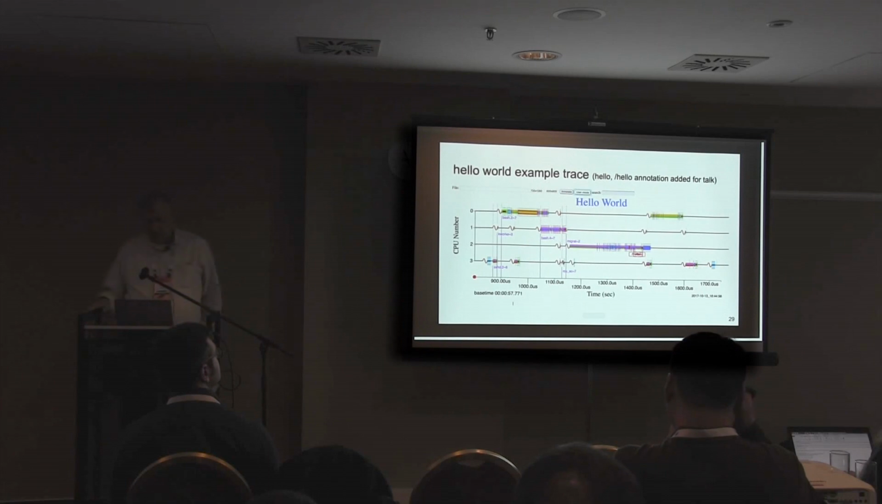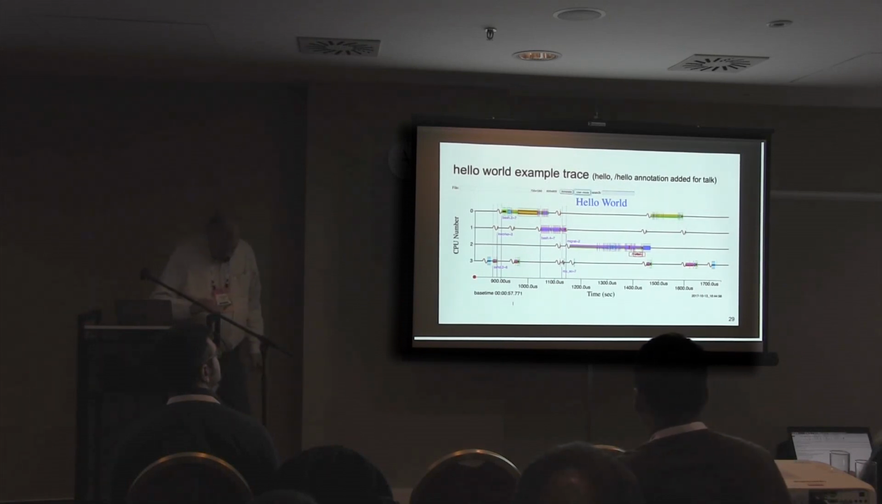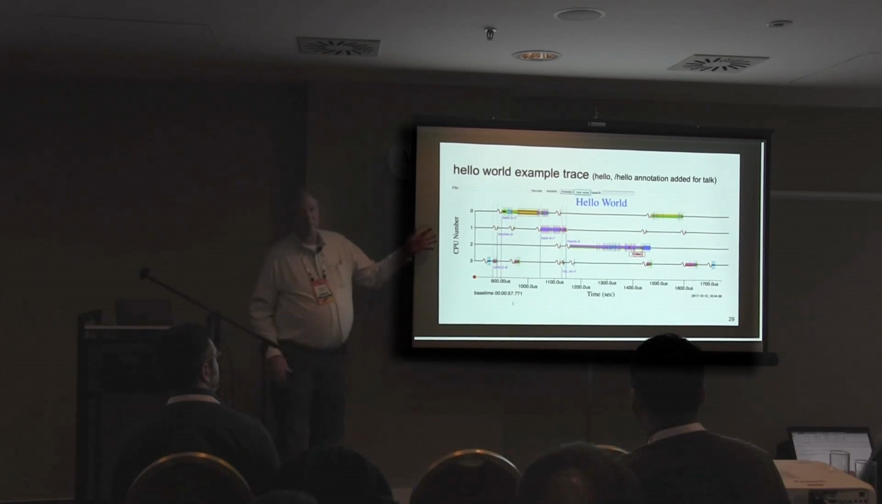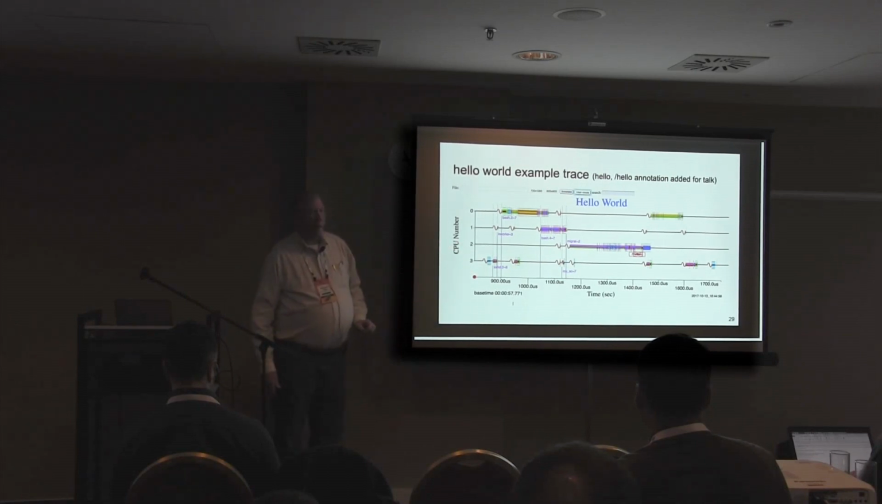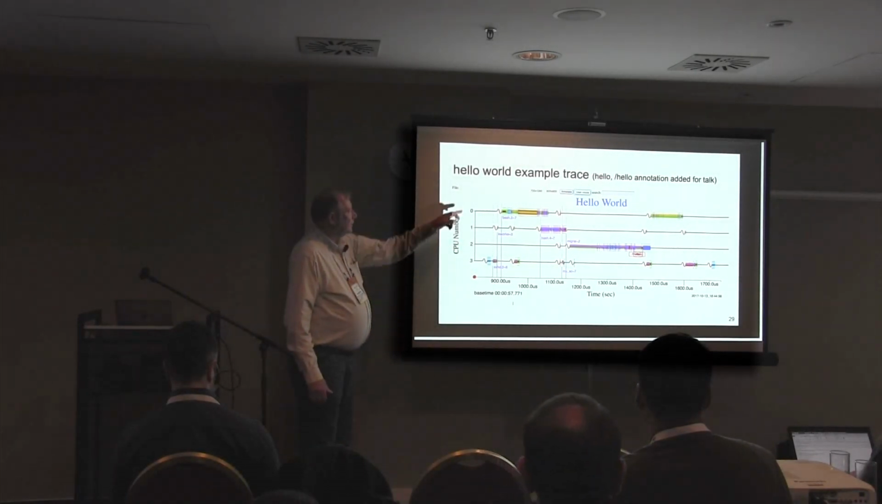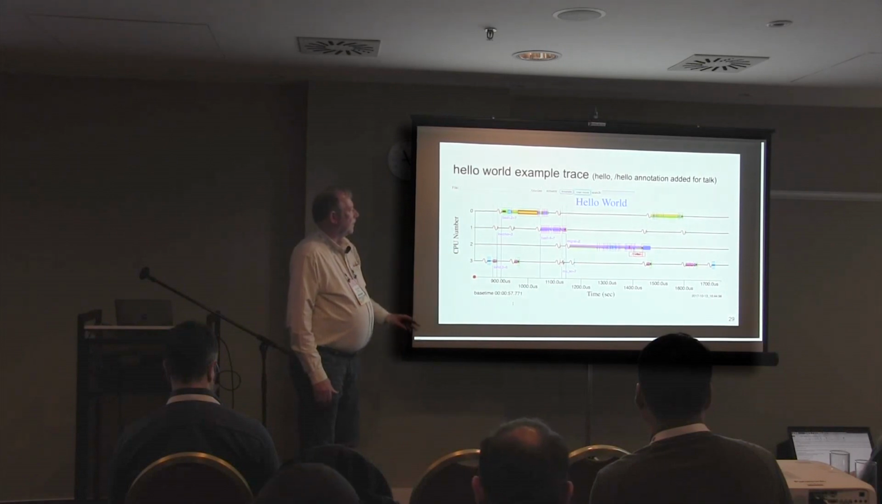So here's an example output trace. I'll walk you through it a bit. This is a 4 CPU machine. This is time going on the x-axis sideways. Across the screen, it's about 800 microseconds. CPU 0, 1, 2, and 3.